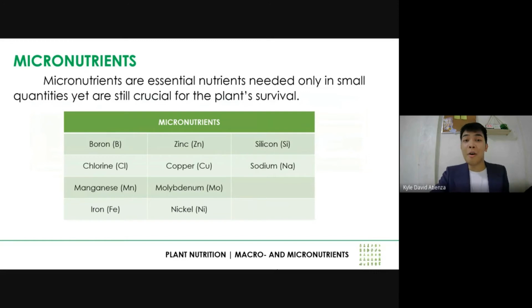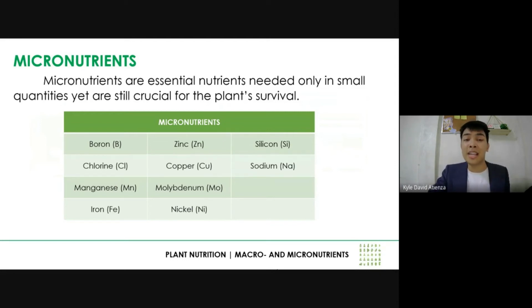The next type of essential nutrient is the micronutrients. This is sometimes called trace elements. Micronutrients are essential nutrients needed only in small quantities, yet are still crucial for the plant's survival. There are 11 identified micronutrients. These are boron, chlorine, manganese, iron, zinc, copper, molybdenum, nickel, silicon, and sodium. So that is our quick discussion of the macro and micronutrients.